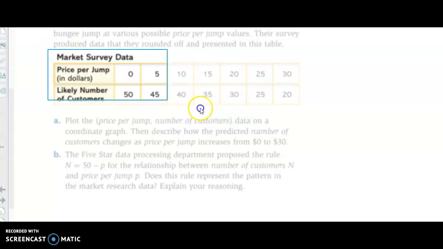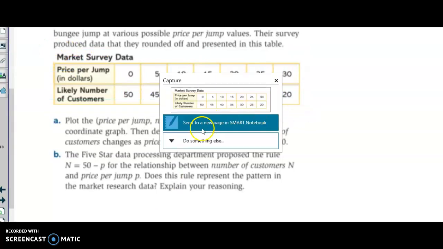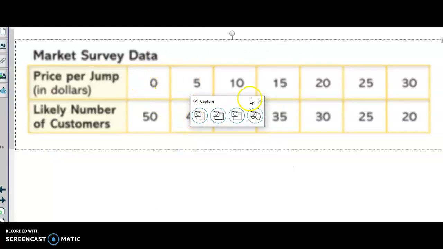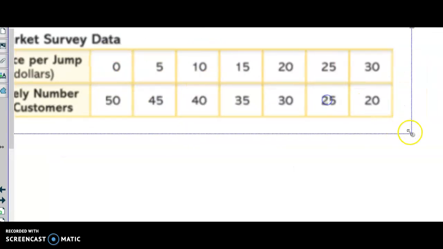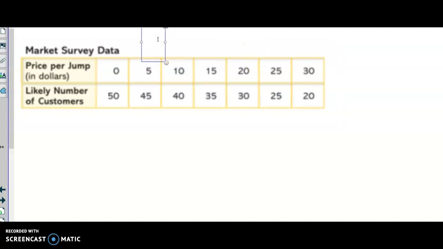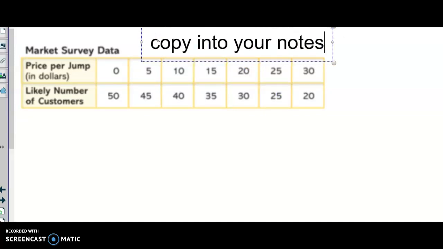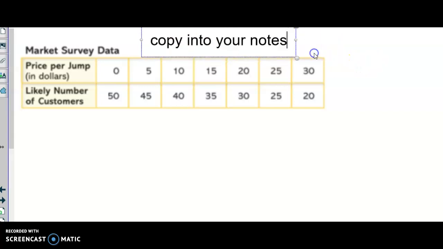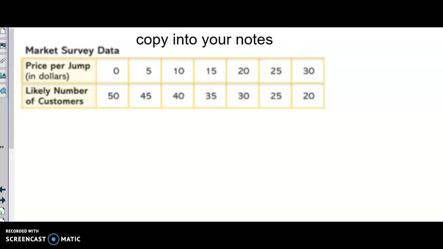So I'm going to take this and put this on a new page. This would be a good chance for you to take a minute and copy this into your notes. Otherwise, your plot's going to not have any context. Copy into your notes. So take a minute and pause this to copy it into your notes. Okay, next we're going to be plotting these points.